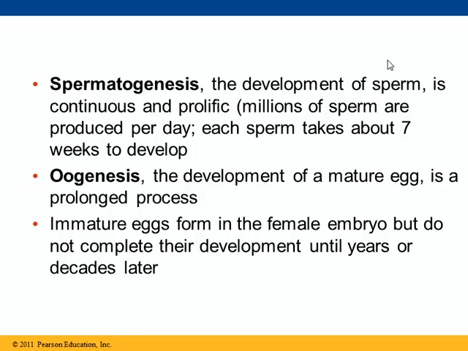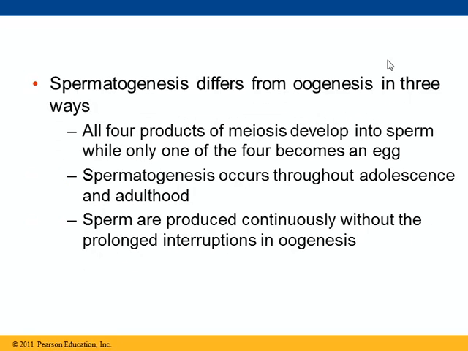Oogenesis is a much more prolonged process, as we noted. It doesn't create millions at a time. They created millions before they were born. They put out a few at a time. You know that meiosis creates 4 sperm instead of 1 egg. You know that males continue to make sperm cells all throughout the rest of their life. Those parts should not be new to you.